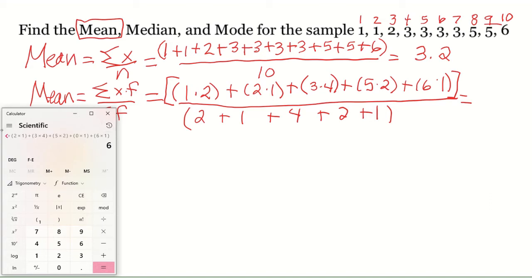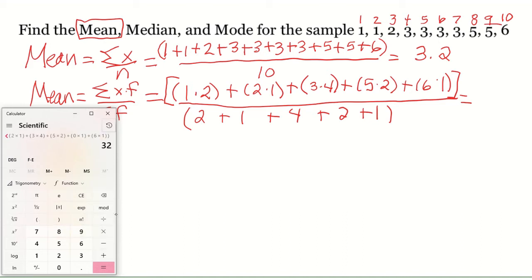6 times 1, 5 times 2, 3 times 4, 2 times 1, and 1 times 2. So I've got all of my values, plus I have this extra value, 0 times 1, which is just going to give me a 0, so I can leave that. That's not going to change my problem. If that calculated to be an actual number, then I would want to clear it and start over.